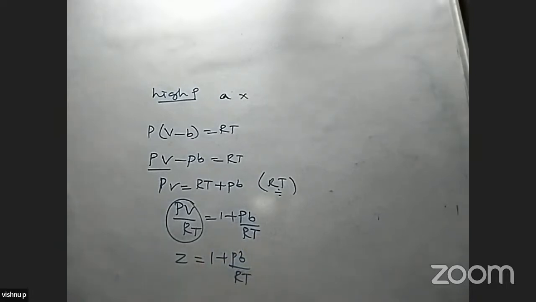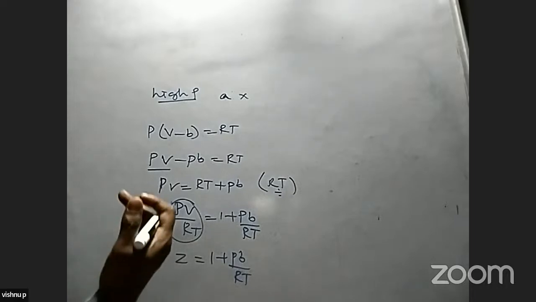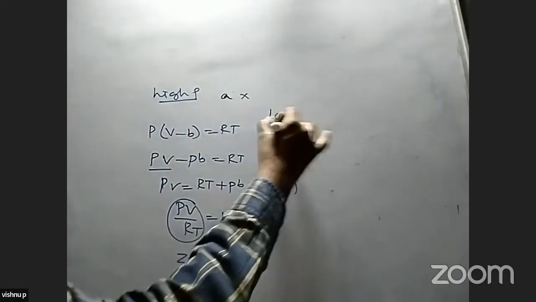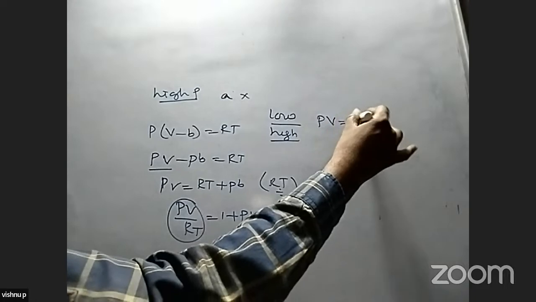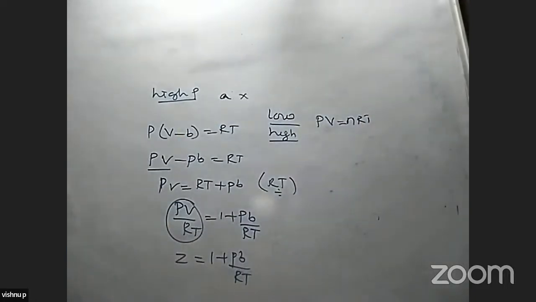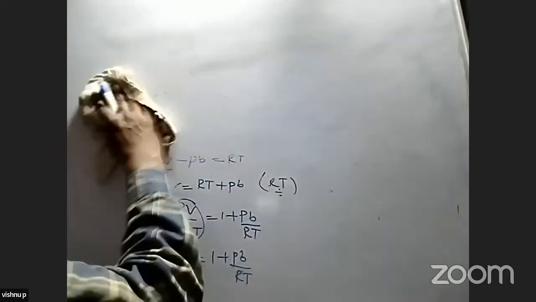This is for high pressure conditions. At very high temperature and very low pressure, A and B are both neglected and we get the ideal gas equation PV = nRT. So it indicates that at high temperature and low pressure, real gases behave like ideal gases. And the next important concept is Boyle's temperature.